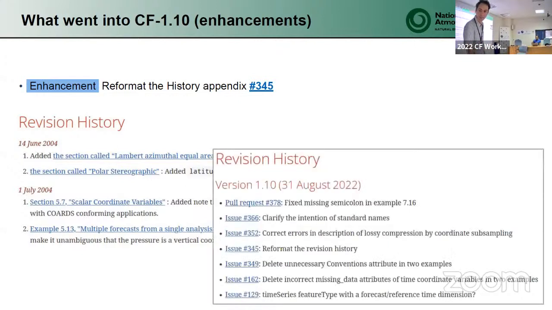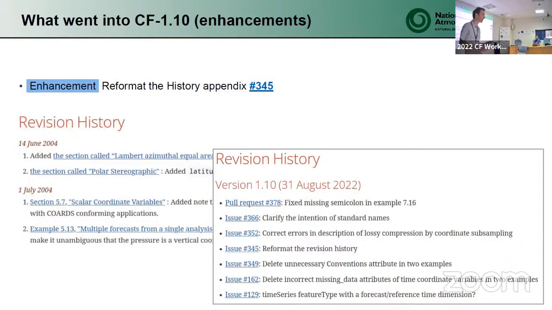But now it's organized much more like the changelog of a software library. All of the changes are grouped into a version heading, and the versions are given in reverse chronological order. I've only shown the 1.10, below that it will say 1.9, and so on. So useful, I guess, if you need to look at the revision history. So that's one thing.